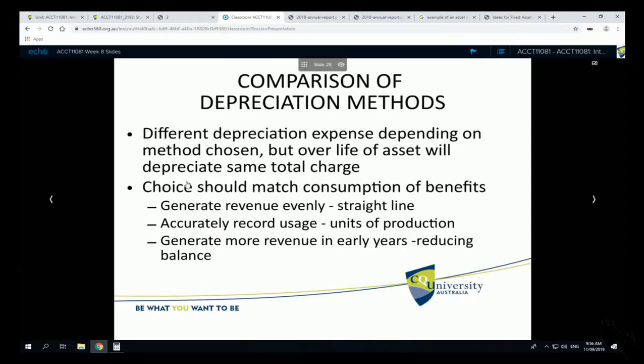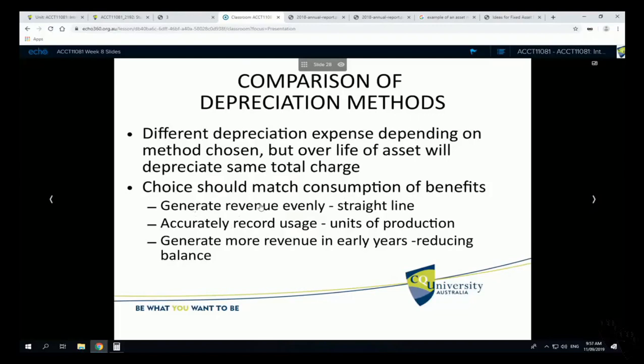So the choice of depreciation method should match consumption of benefits. But we've already discussed that what most people think of depreciation as wear and tear is not really what we do in accounting, because accounting is really just a systematic allocation of the cost over a useful life. It's literally just a journal entry and an estimate at that. So whilst we say the choice should match consumption of benefits, a lot of the time it doesn't.